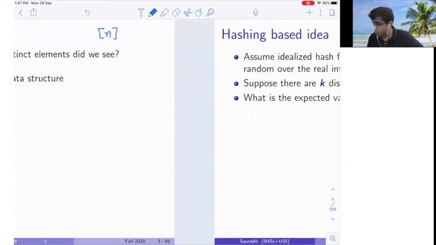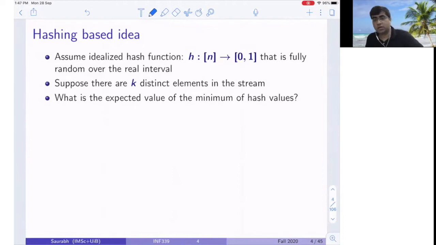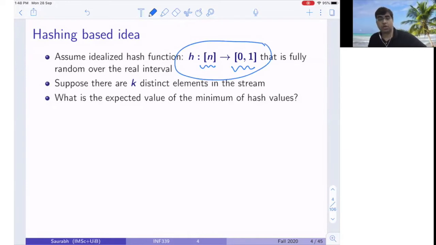Then we saw a hashing-based idea where we assumed an idealized hash function. What I mean by idealized hash function is a hash function which takes values in the range 1 to n and maps to a real number between 0 and 1, and that is also fully random over the real interval. I'm just trying to brush up what we did last time, and we will see how we will make this algorithm today without using the assumption of a hash function which takes a number from 1 to n and maps to a real number between 0 and 1.